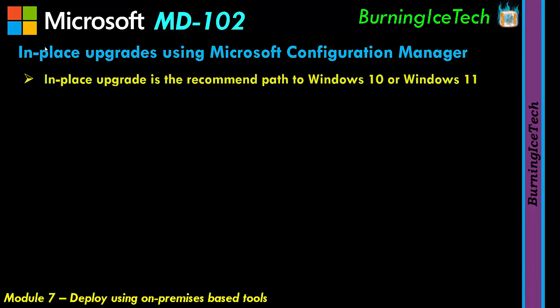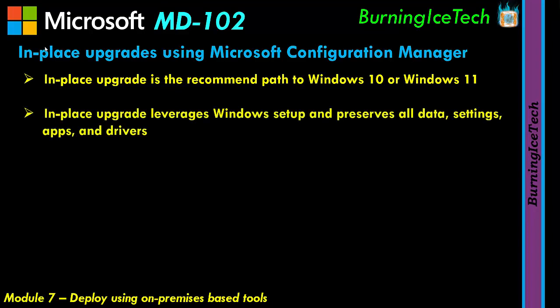So in-place upgrade is the recommended path to Windows 10 or 11. That's assuming, of course, you've got a previous operating system installed. They don't mention that here. In-place upgrade leverages Windows setup and preserves all data, settings, apps, and drivers. So they say, but what they don't tell you is it tends to have a couple of bugs and glitches from time to time. You may possibly need to go and reinstall certain applications like the antivirus I've seen. It's not a lot of work, but it is a bit of a schlep.